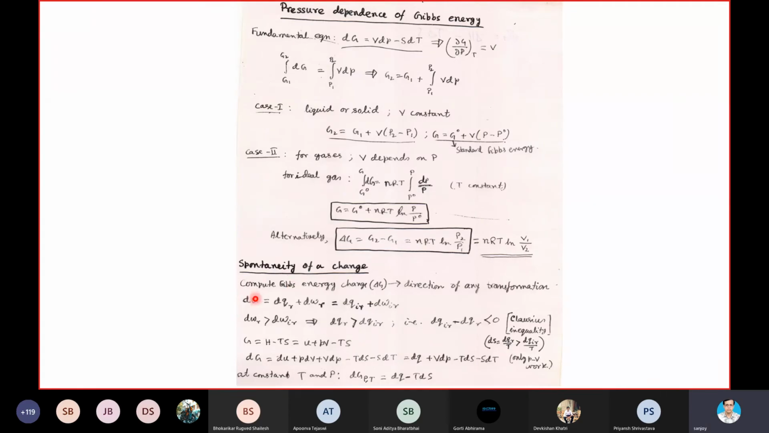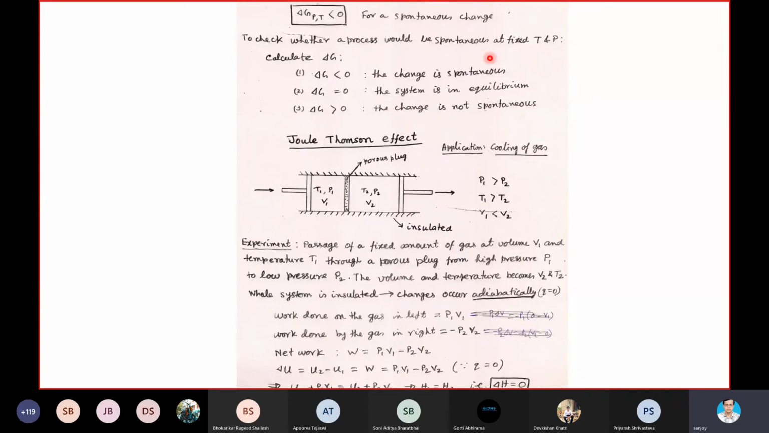Then this is important: delta G. We know that delta G is connected to spontaneity. We also studied that delta G less than 0 means it's a spontaneous process, a favorable process. So how it becomes delta G less than 0, that we tried to show. We obtained that expression. And these are three possibilities: delta G less than 0, greater than 0, equal to 0, and depending on the values, whether it's spontaneous or non-spontaneous, or whether it is in equilibrium.